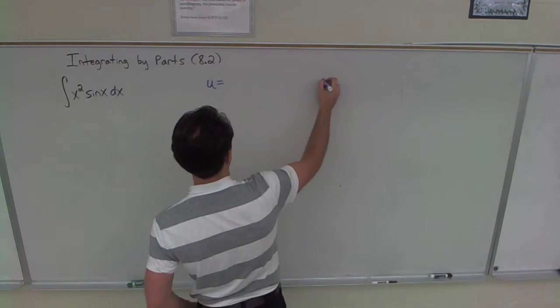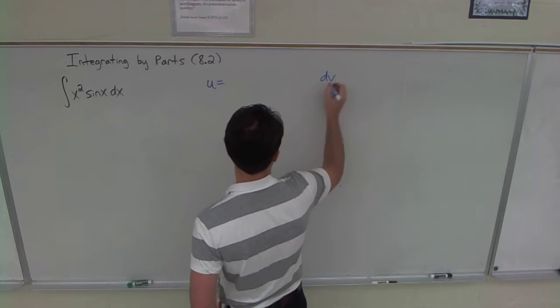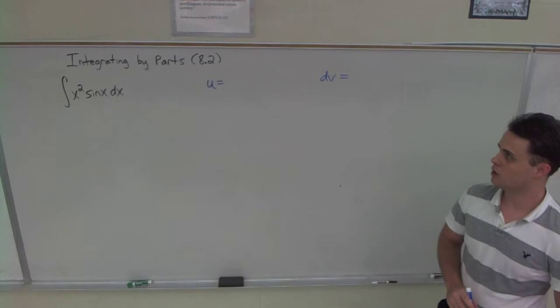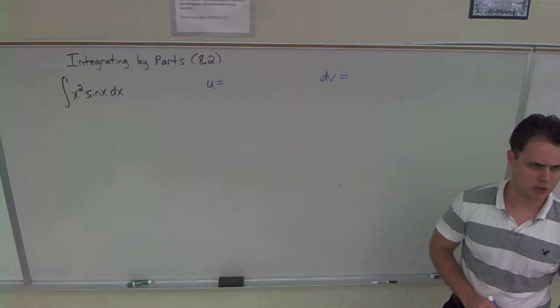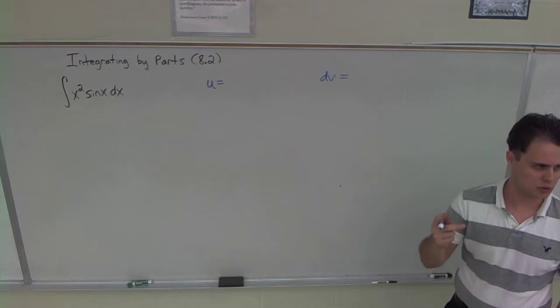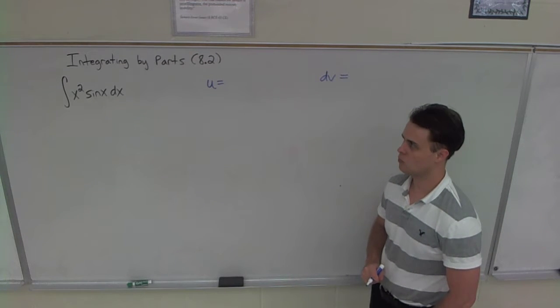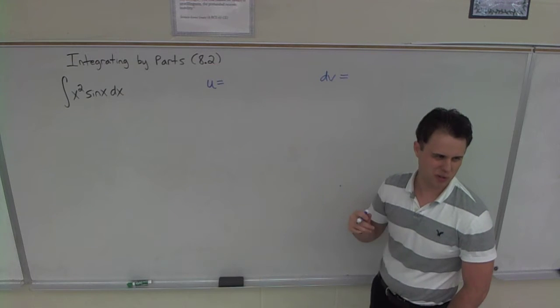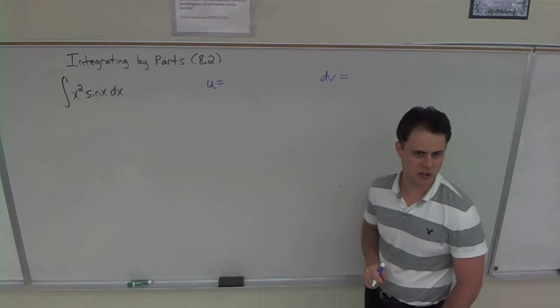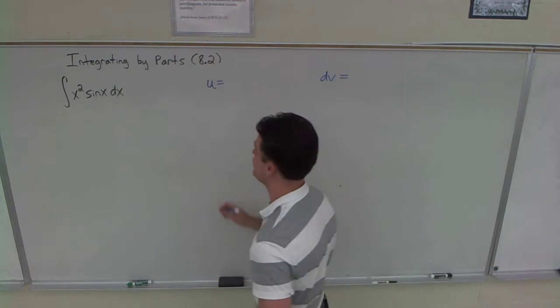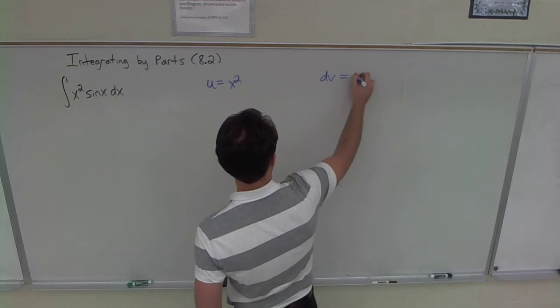Any student who knows calculus recognizes this as integration by parts immediately. What do you guys think? What should we try? What should u be? What should dv be? Remember, I gave you 2 guidelines. X squared is u. We can integrate either one of those, right? We know how to integrate sine, we know how to integrate x squared. But x squared is going to die off faster. That's the way you want to go.